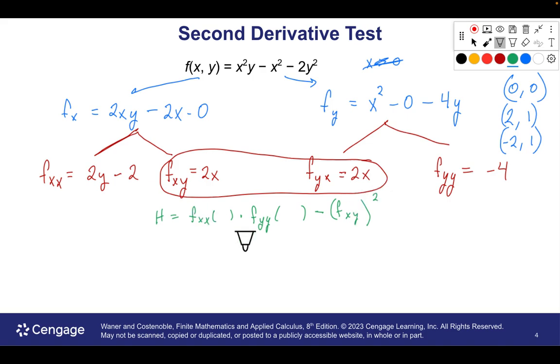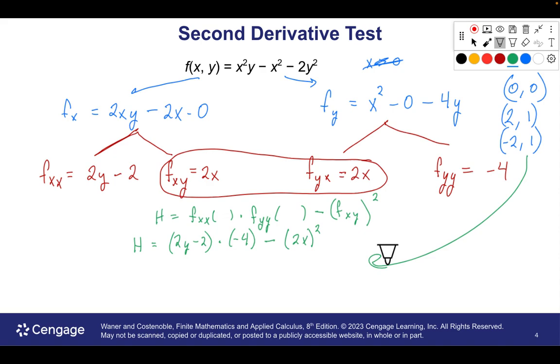So what we have, let's do this. H is going to be equal to 2y minus 2, times negative 4, minus 2x squared. And we need to test it at each of these 3 points, because this test is going to tell us whether it's a maximum, minimum, or a saddle point. It's going to tell us what kind of point it is, hopefully. If it equals 0, then it doesn't tell us anything.